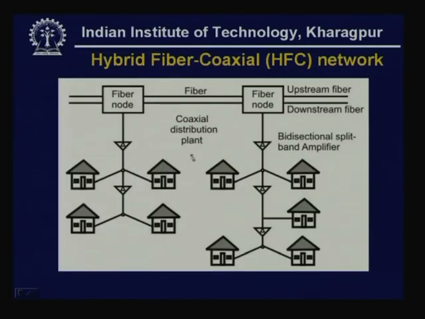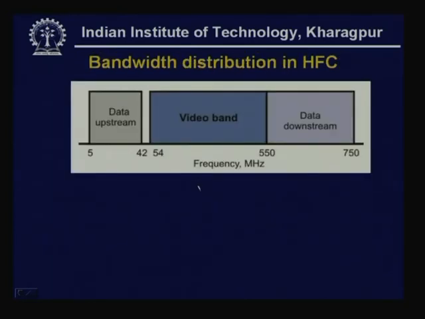So, this is the coaxial distribution plant ultimately going to the residential premises. Here are the taps taken from the coaxial cable, and these are the bidirectional split band amplifiers. So, this is the overall network for the HFC system.